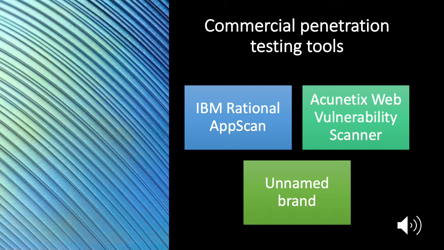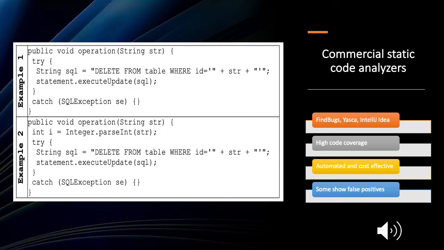False positives were also recorded. The advantage these tools have over manual analysis is since they are automated, it is more cost-effective. A disadvantage is that they are not always as effective as evaluation by experts. The fifth method was commercial static code analyzers.